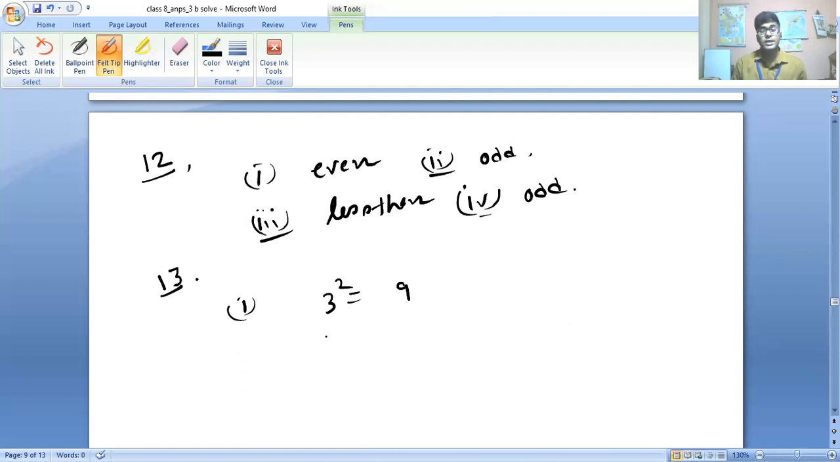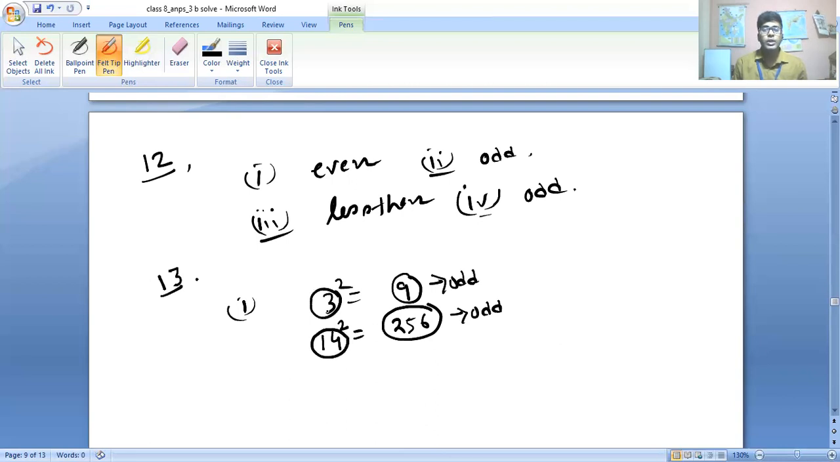But suppose we are doing 14 square. As you know, 14 square is 196. So here also it gives an odd number of digits. But remember, 3 is odd here, but here 14 is even. So in one place, an odd number's square becomes odd, and here an even number's square also has an odd number of digits. So we cannot say anything specifically, right? Therefore, this statement will be false.